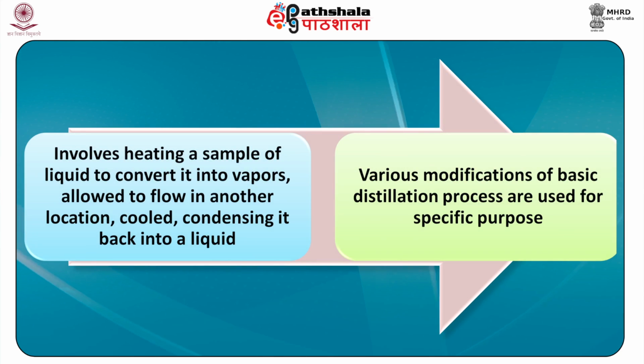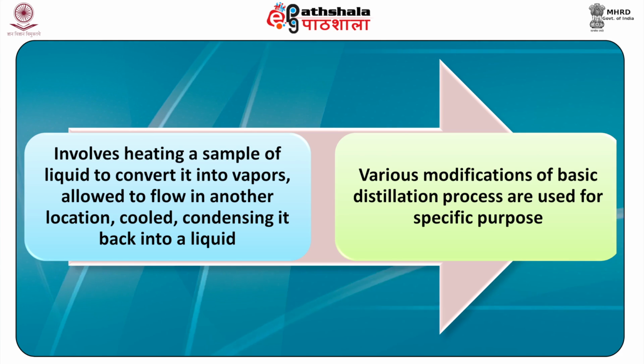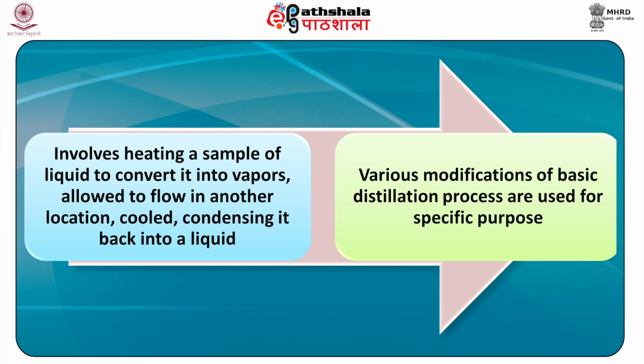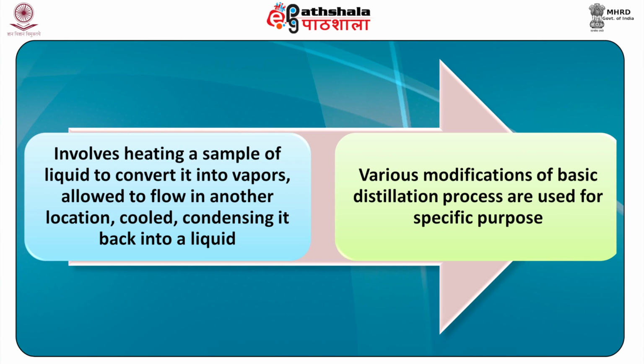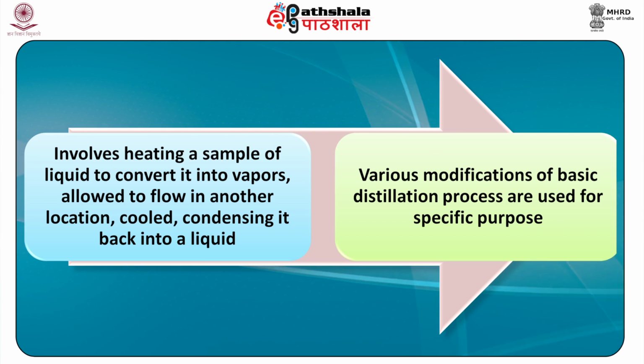Next here is distillation. The process involves heating a sample of liquid to convert it into vapors, which is then allowed to flow into another location, where it is cooled, condensing it back into a liquid. Various modifications of the basic distillation process are used for specific purposes, such as steam distillation, fractional distillation, distillation under reduced pressure, sweep co-distillation, etc.